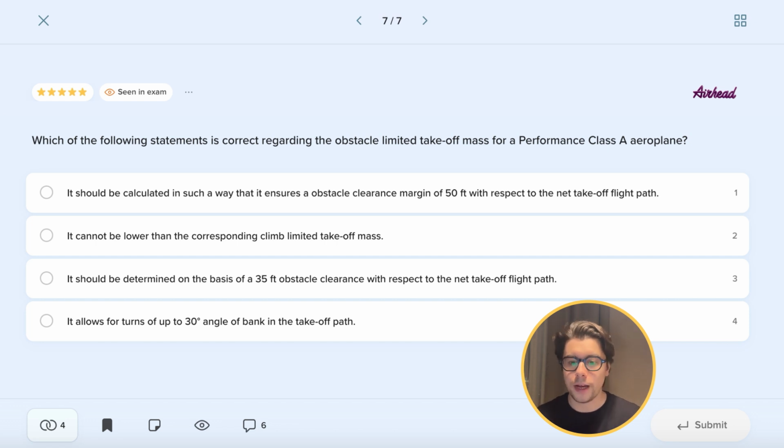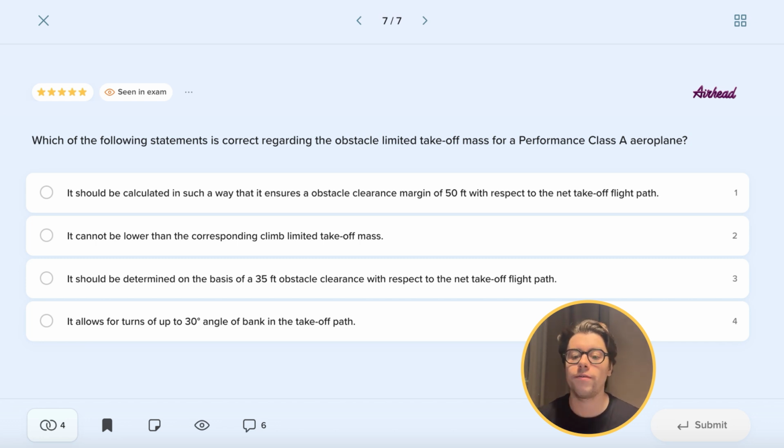Then of course the obstacle limited takeoff mass, which ensures that you can clear all the obstacles in your path with at least 35 feet over the net takeoff flight path. So the net takeoff flight path is the gross flight path, which is the average that the authority takes from the test pilots. And then they add 0.8% of margin on top of that for 2-engine aircraft, 0.9% for 3-engine aircraft, and 1% of margin to create a net for 4-engine aircraft.